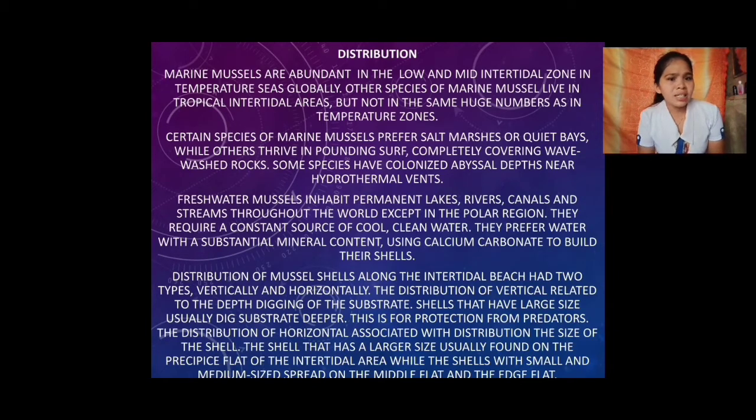The shell that has a larger size usually found in the precipice flat of the intertidal area, while the shells with small and medium size spread on the middle flat and edge flat. So ang dagko mas ato siya sa intertidal area, while ang gagmay naara siya ang mga tunga-tunga sa patag o ngilit nga patag.